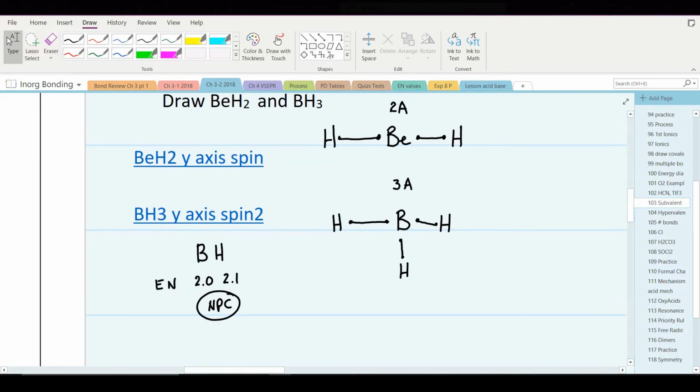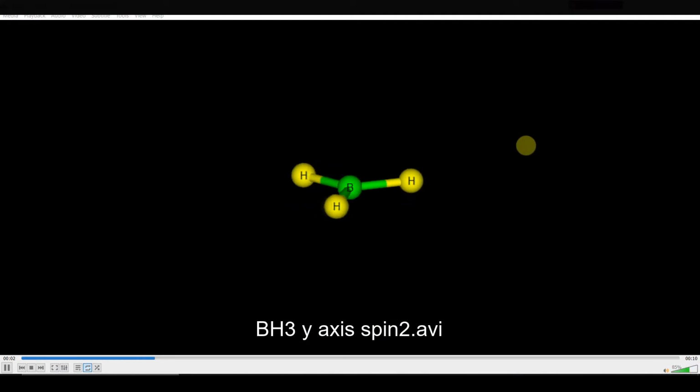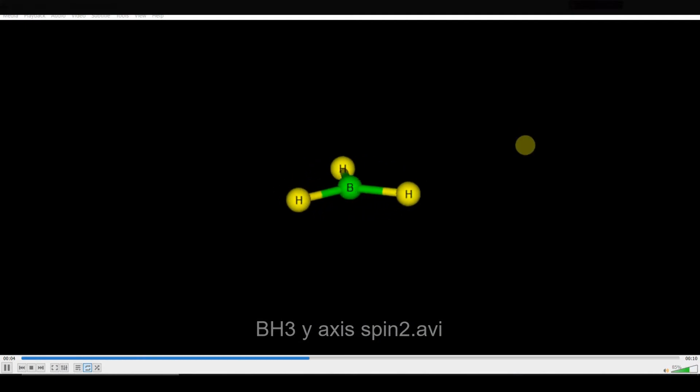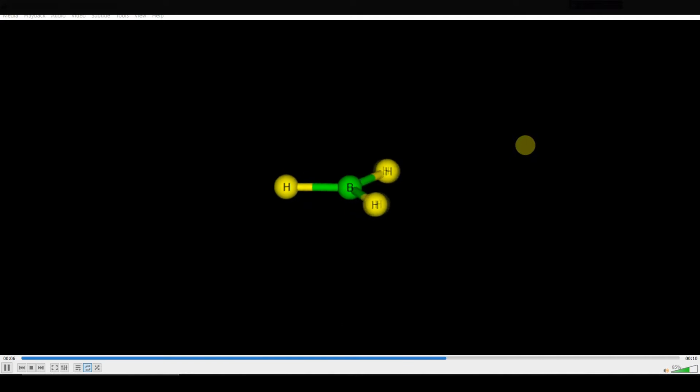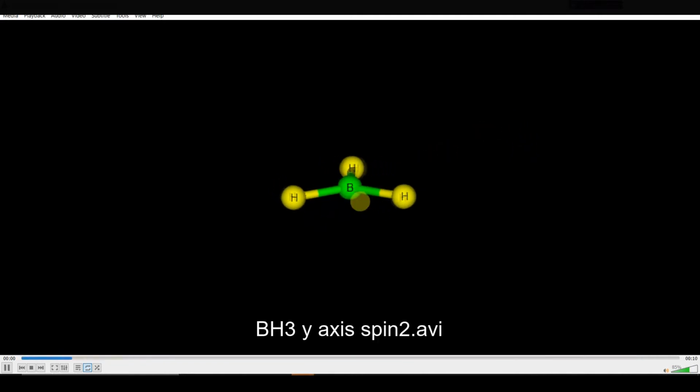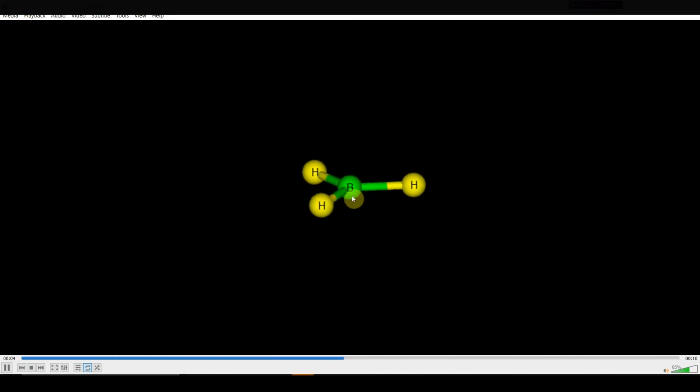How many electrons are in the valence shell of boron? Well, only 6. It has an incomplete octet. Let's take a look at an animation of BH3. So there's BH3. It has an incomplete octet. It's a stable compound. Well, I say stable, it's a reactive compound. What's the molecular geometry of that? It's a flat triangle, so it's triangular planar.